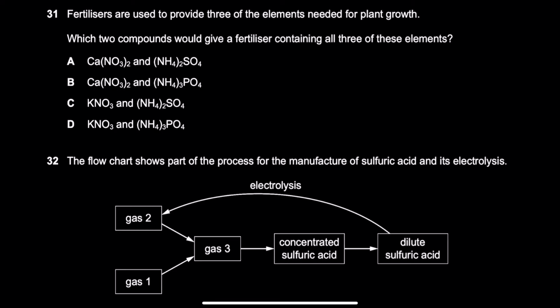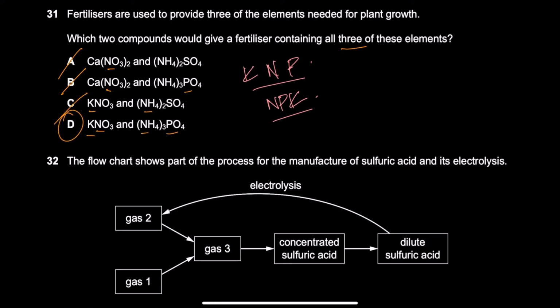Fertilizers are used to provide 3 of the elements needed for plant growth. Potassium is needed, nitrogen is needed, and phosphorus is needed. NPK, remember we studied NPK fertilizers: potassium, nitrogen, and phosphorus. Now they should have all of this. So which two compounds would give a fertilizer containing all the 3 elements? This has nitrogen and no potassium or phosphorus. Nitrogen and phosphorus, no potassium. Potassium, nitrogen, but no phosphorus. Potassium, nitrogen, phosphorus. Yep, D is the right option.